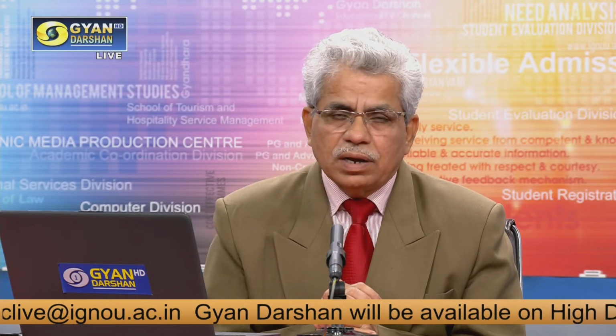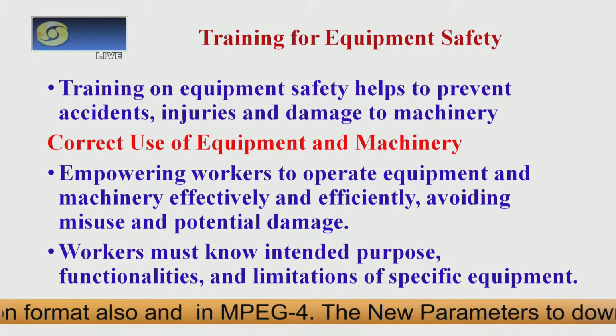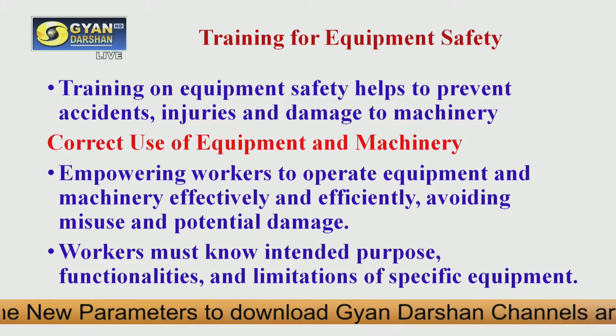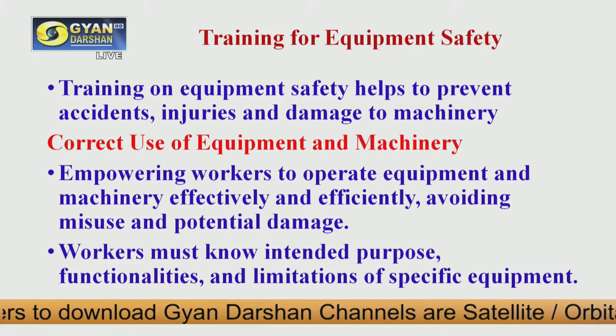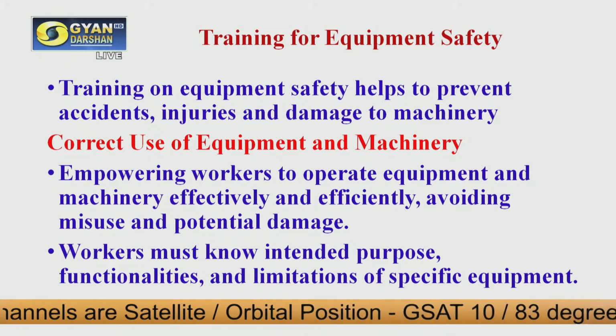So this training on equipment safety helps to prevent accidents, injuries and damage to the machinery. It works two ways: it avoids damage to the machinery, and it safeguards the worker using that particular tool, equipment or machinery. The third thing is that by avoiding accidents, there is no disturbance to the work and no halt of the work.